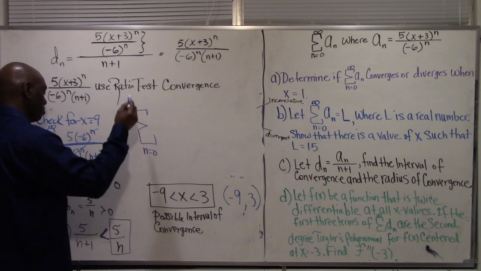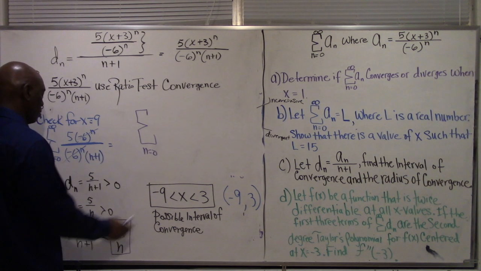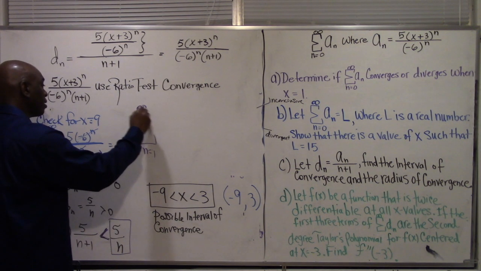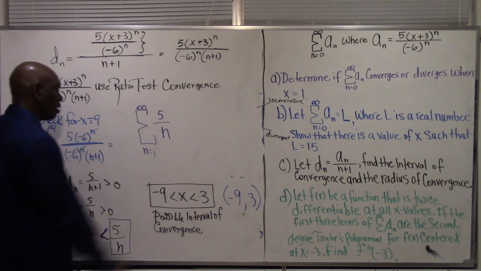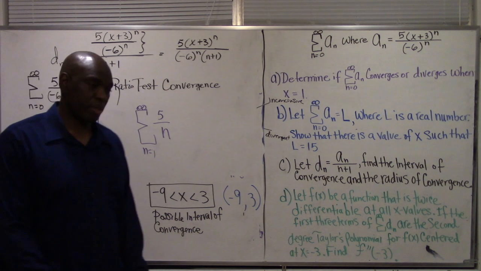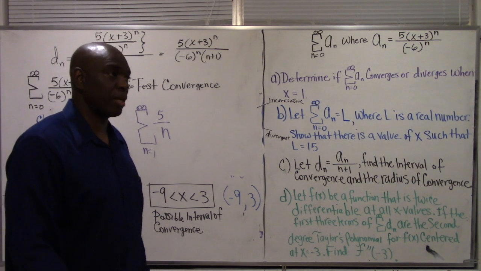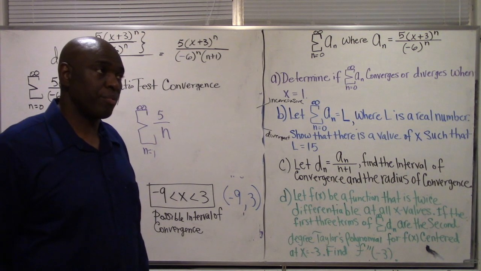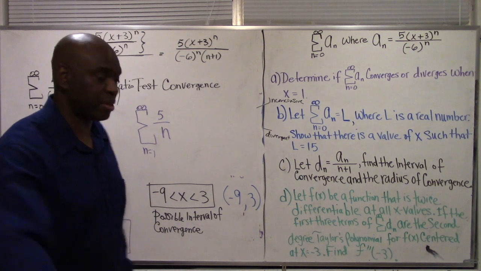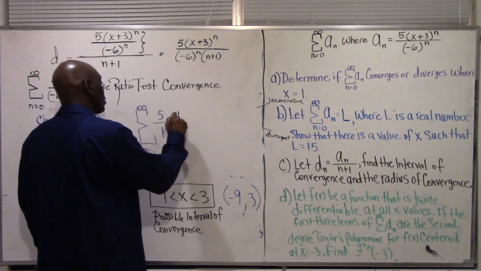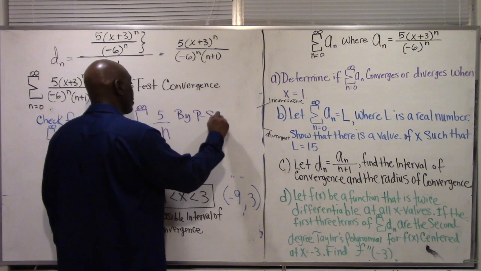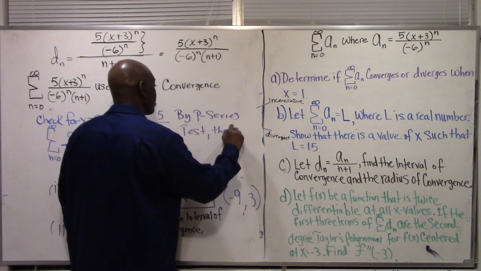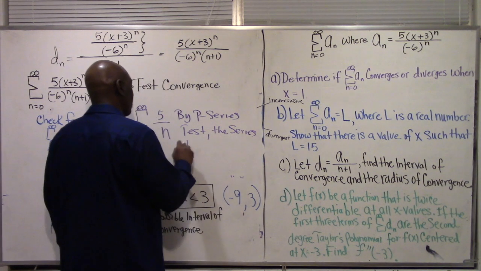n equals 0. No, n can't equal 0. n equals 1 to infinity of 5 over n. Converge or diverge? If you say diverge, you are correct. What test tells you that it diverges? What test informs us that we have divergence here? Very good. P-series test. So by the P-series test, the series diverges.